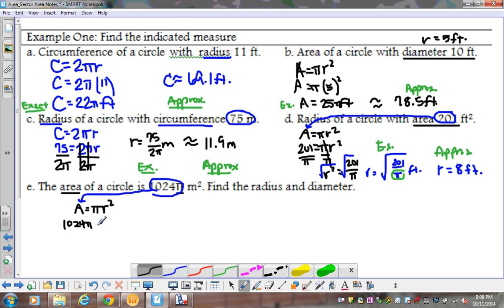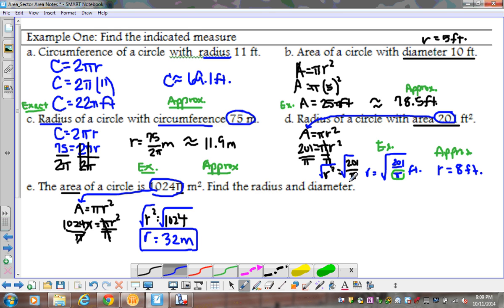So my area is 1024 pi. That's going to equal pi r squared. Divide by pi on both sides. This is why it's important to remember to bring that pi down with it, because your pi's actually cancel on both sides. So I'm left with r squared equals 1024. To get r by itself, like we did before, we're going to take the square root of both sides. Now the square root of 1024 is a perfect square. It's 32. So my radius here is 32 meters.